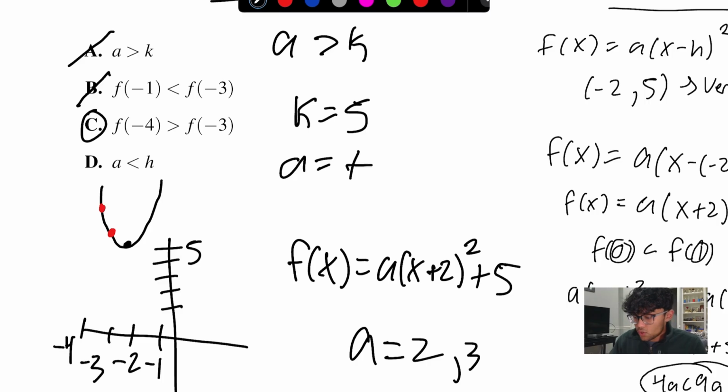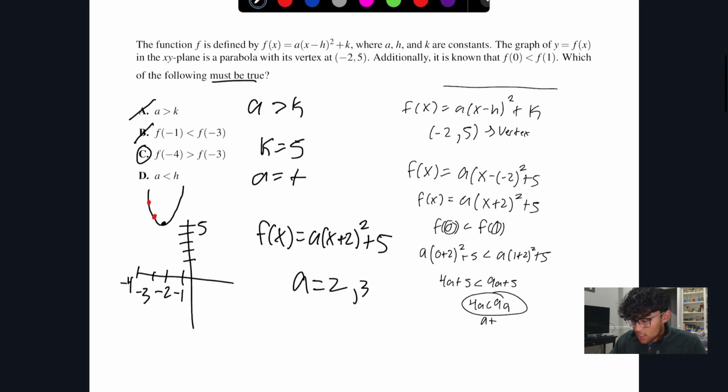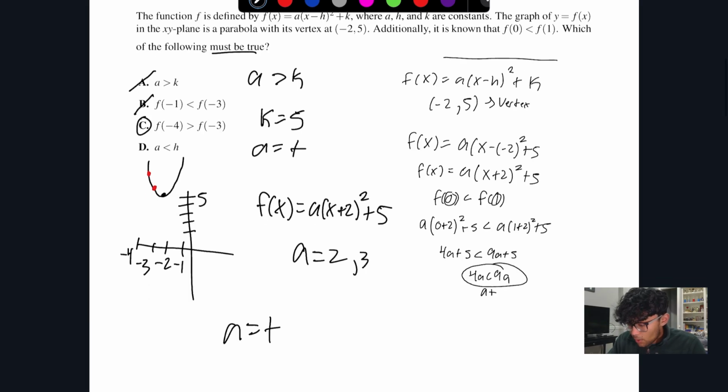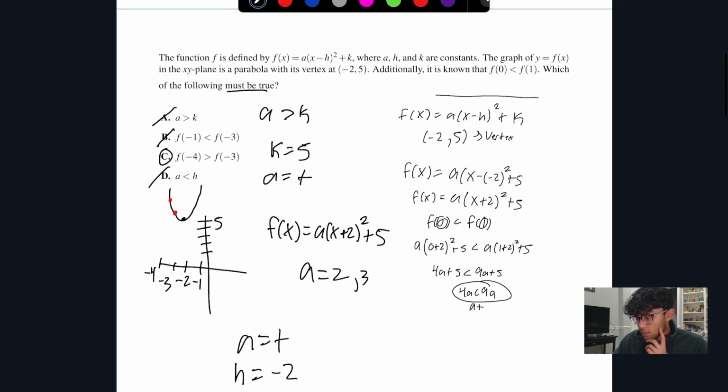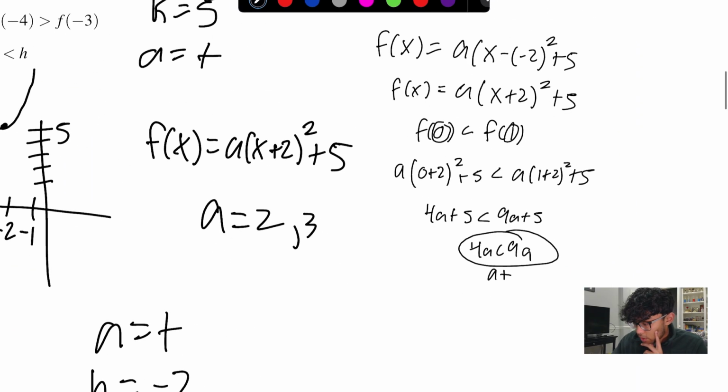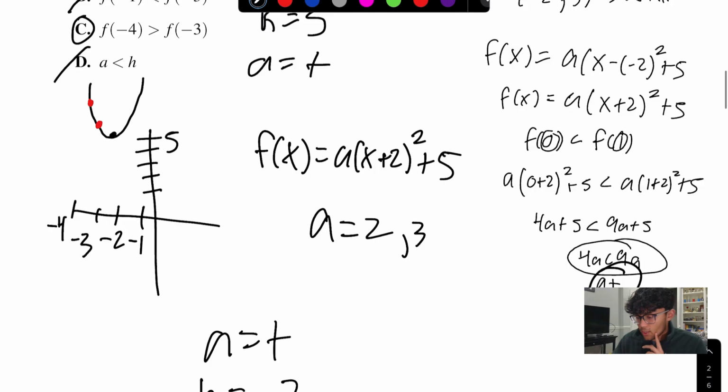Let's just check answer choice D. a is less than h. Well, we know again that a is some positive value, and we know that h is the x value of the vertex, so h is -2. So obviously -2 is not going to be greater than a positive value. So pretty clear that C is correct here, but for this one, you did have to use a little bit of logic, knowing that a is positive and translating that to the graph.